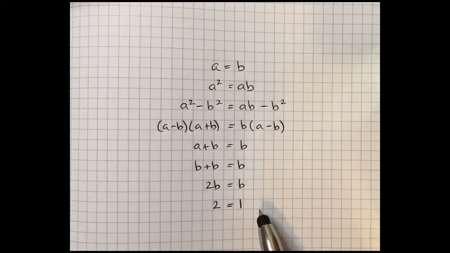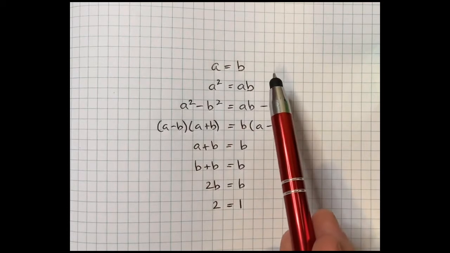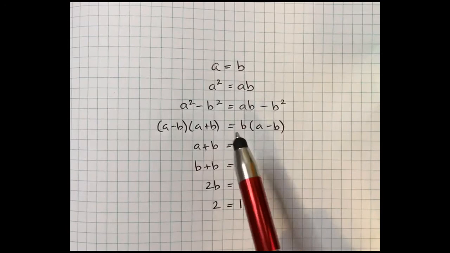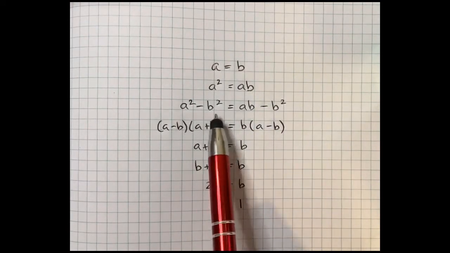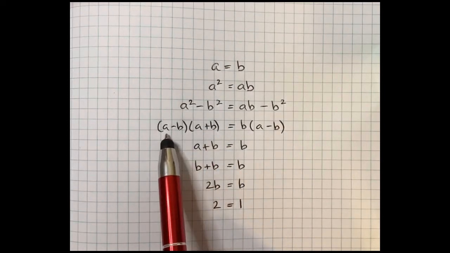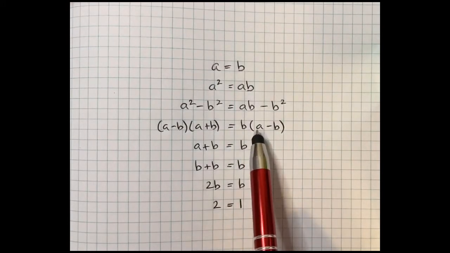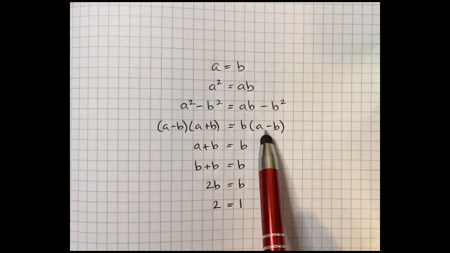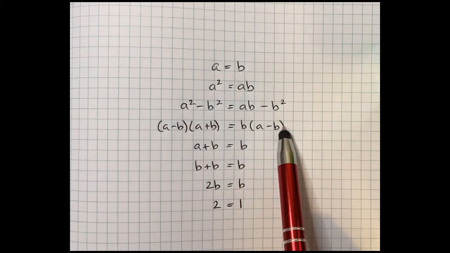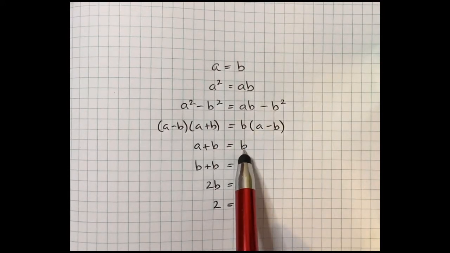Now, if we take a look through these equations, we start from the fairly innocuous a is equal to b. We multiply both sides by a, so we get a squared equals ab. We subtract b squared from both sides. We then factor these equations, so we know the difference of two squares is equal to a minus b, a plus b. And here on the right hand side, we can simply bring out the b and we get b, a minus b. We then notice that there's a minus b on both sides, so we can divide both sides by a minus b, leaving us with a plus b is equal to b.